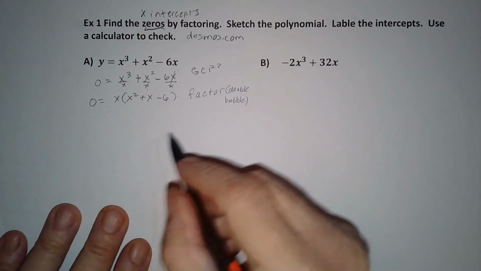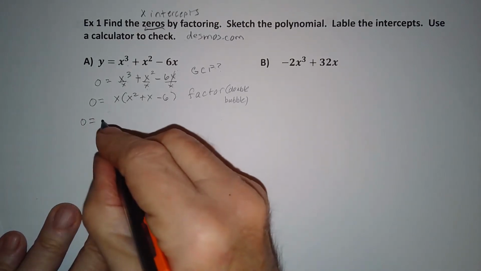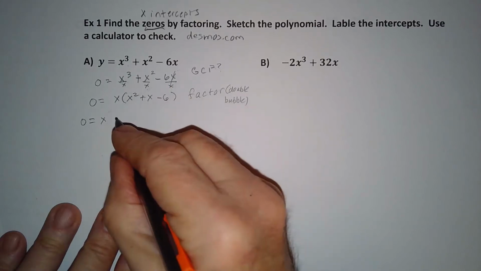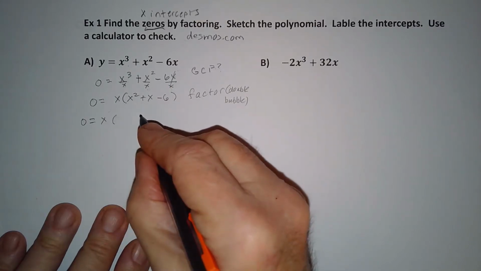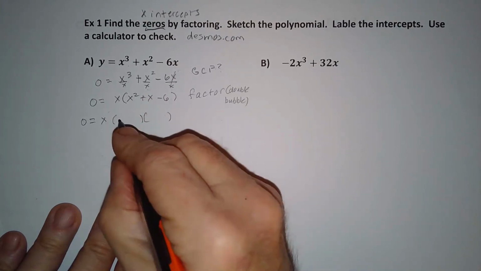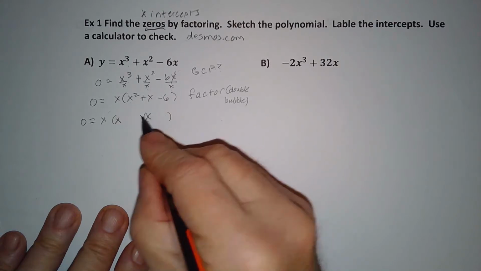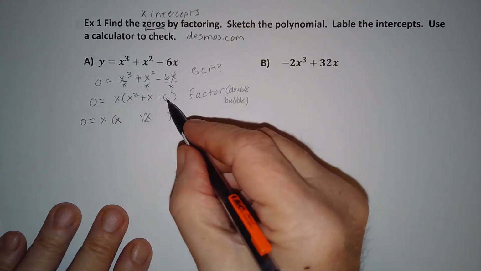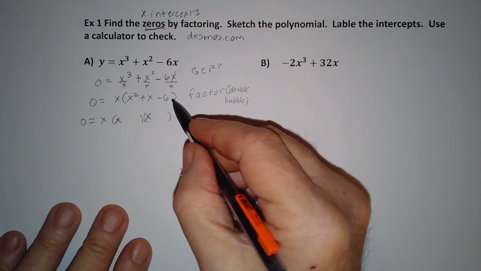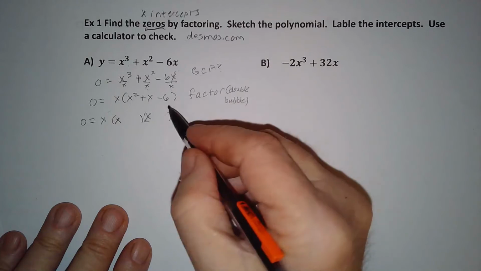All right, so let's write that. That would be 0 equals, and then we've got the x. Now, we're going to come up with two binomials. X times x is x squared, so we'll put an x in the first term of each binomial. And then we want to find two numbers that, when multiplied together, equal negative 6, that when added together equal 1.